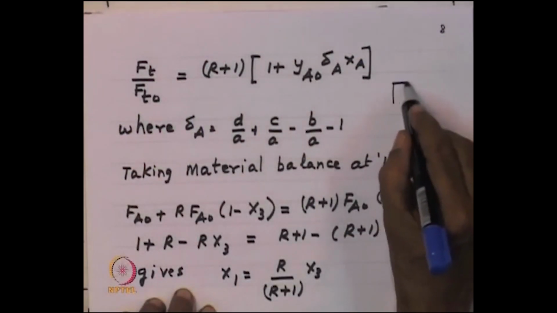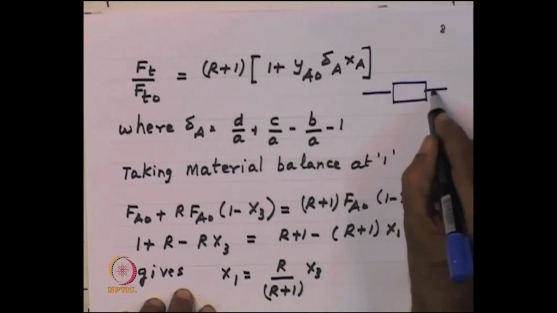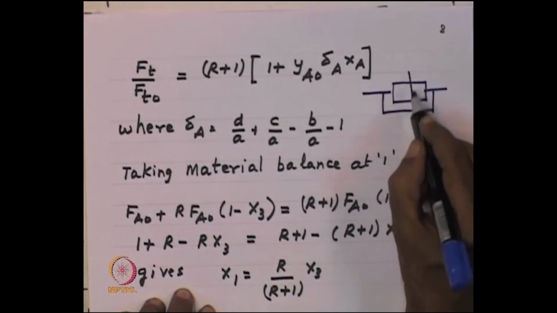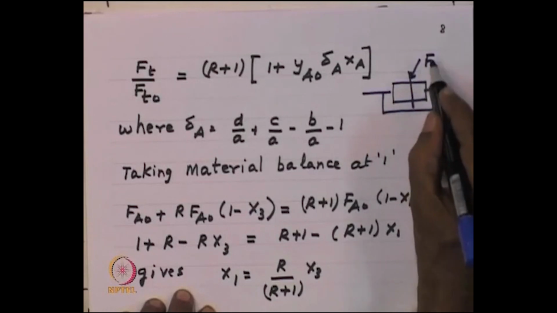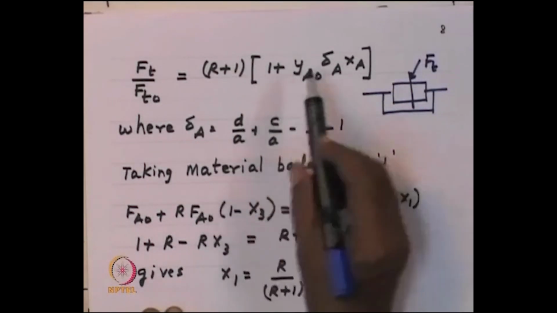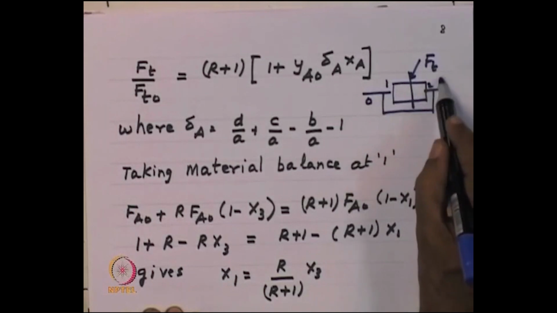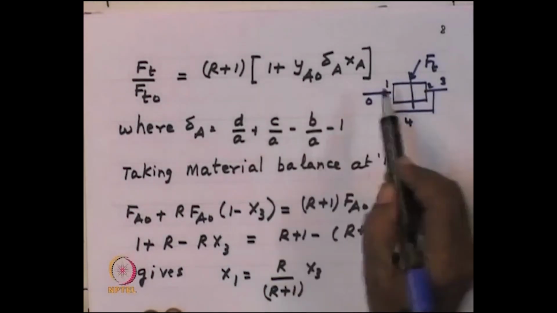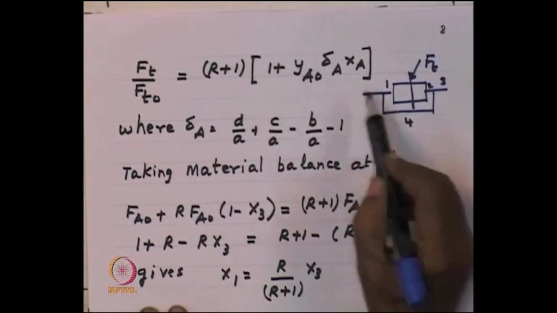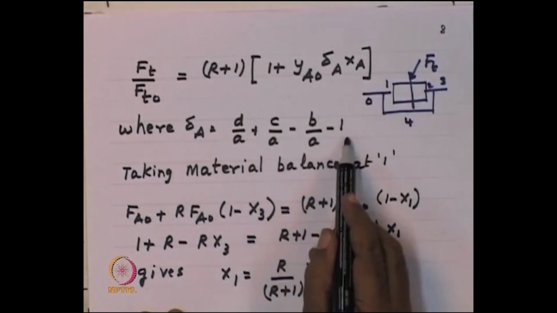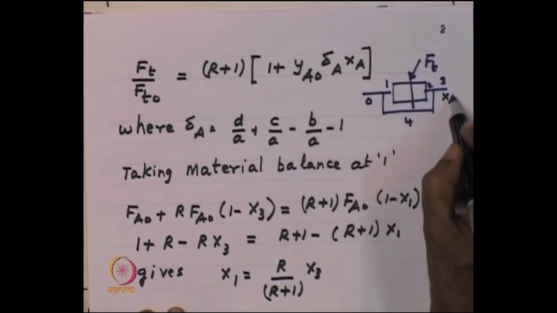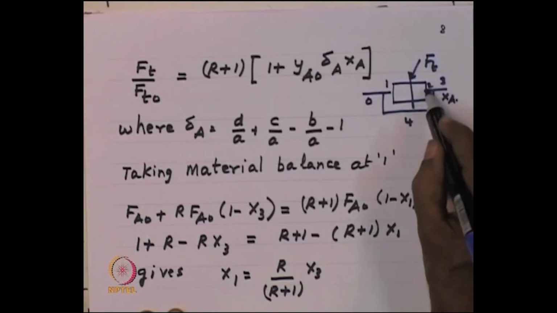So, having said this, let us go further now. What are we saying now? The total moles that are coming out of our, let me draw the recycle once again. This is our recycle system. So, total moles at any position, Ft, is (R plus 1) multiplied by (1 plus y_A0 delta_A x_A). This y_A0 refers to position 0. This is 1, this is 2, this is 3, this is 4. Delta A refers to our stoichiometry. X_A is the conversion at this point, which is consistent between 3 and 2.